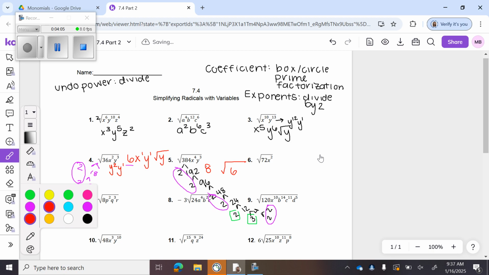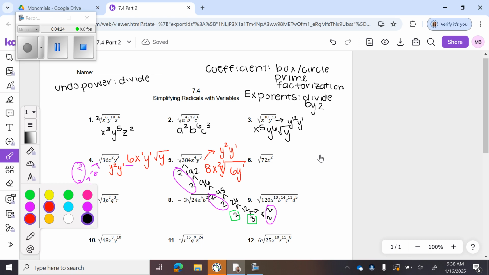All right, now we're going to come deal with these exponents. Well, I can divide 4 by 2, so I get x squared. But I cannot divide 3 by 2, so I'm going to make that y to the 2nd and y to the 1st. I can divide that by 2, which is just going to be a y to the 1st. And this guy's got to stay on the inside because he did not break down.